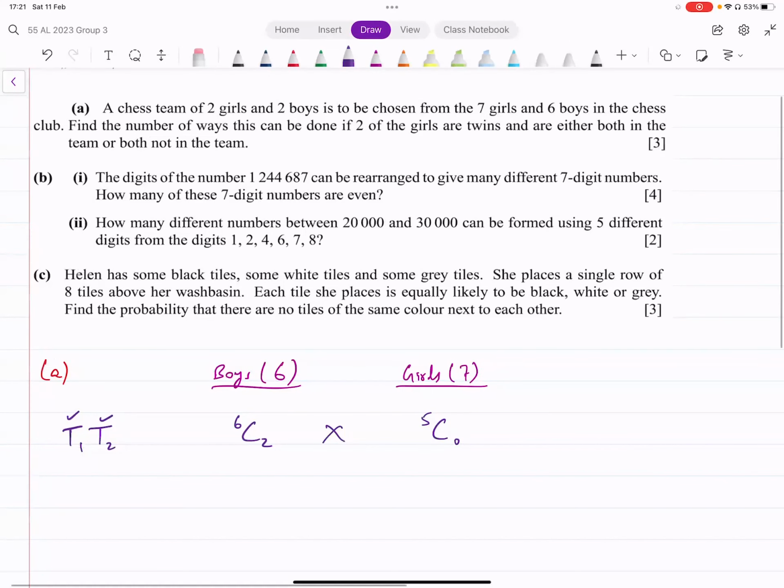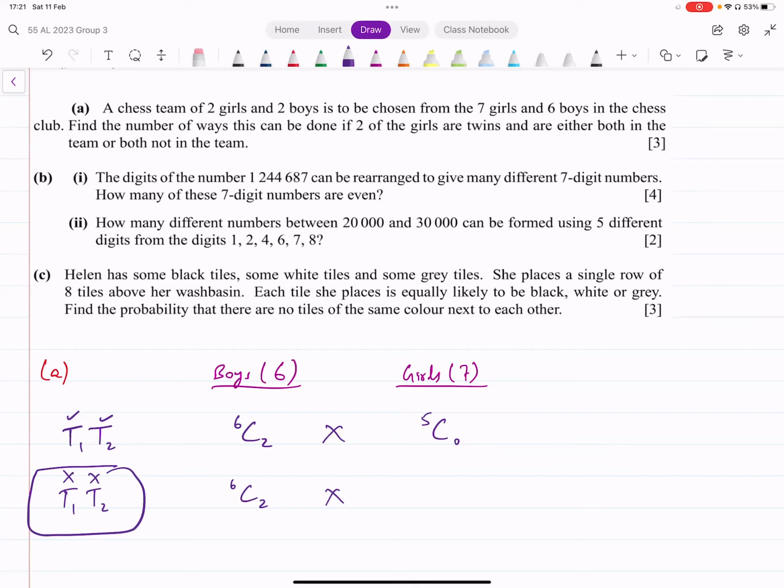All right. The second option is that you do not select any of those 2 twins. Now there's no condition in boys again, so that's a 6C2. For girls, you have 7 girls in total. Out of them, you are saying that you're not going to be selecting these 2.